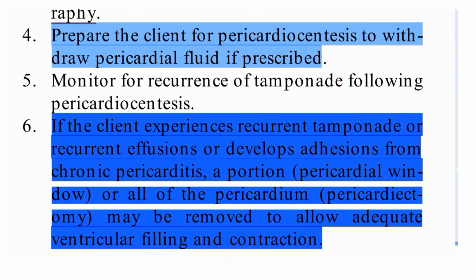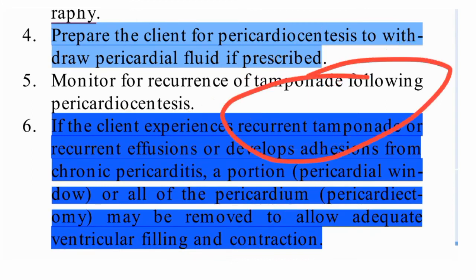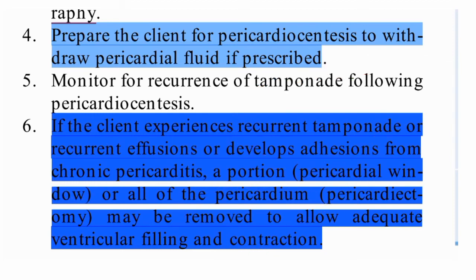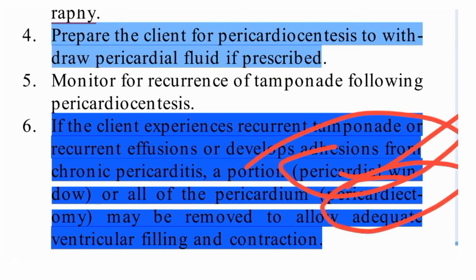So if the client is experiencing recurrent tamponade or pericardial effusion, what do we need to do? We can remove a portion of the pericardium to allow adequate ventricular filling and contraction. So that particular part we can remove. Okay, so the ventricles can fill properly and contract properly. So that we call pericardial window. That portion we can do, pericardial window we can do, or pericardiectomy also we can do.